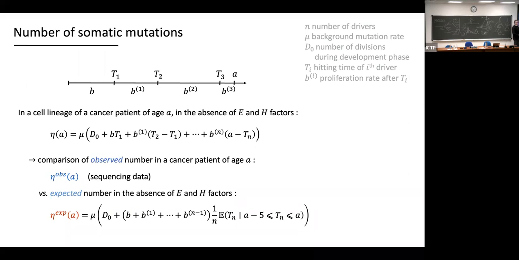And so when you want to calculate how many mutations, if you assume that every time you have a division there is some mutation rate, right? There is a probability of getting some mutations. Then what you can do is say, well, by age A, how many mutations do I expect? Well, it's the mutation probability times the number of divisions that happened before time T1, where the division rate was B, plus the ones that happened between T1 and T2 with the new division rate because of the fitness advantage caused by the first driver, and so on. Okay. And now you can compare this to sequencing data. I'll skip this part because of time.